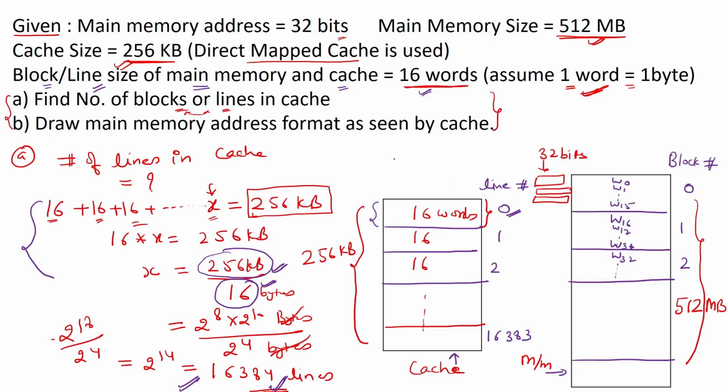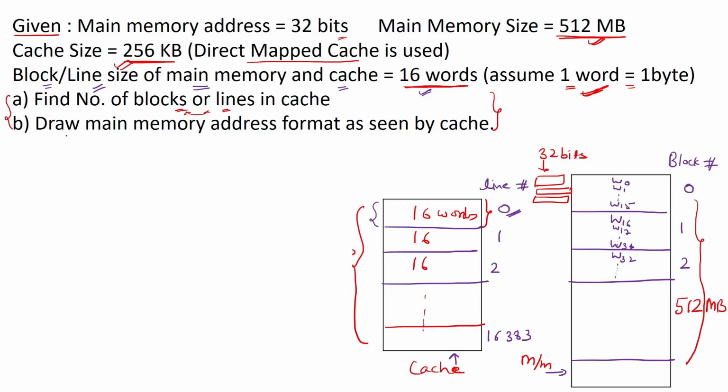Now let's move to the next question. The second question says we have to draw the main memory address format which is seen by the cache. So what does it mean? Let's say the CPU asks for some main memory address. All these memory addresses are of how many bits? These are of 32 bits, so it will generate a 32-bit address.